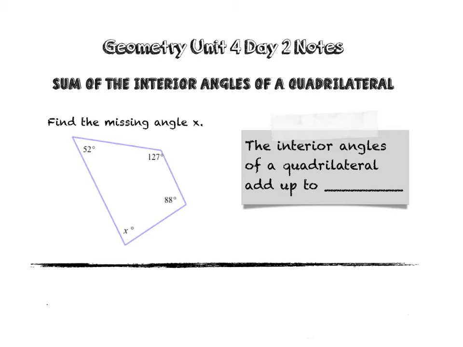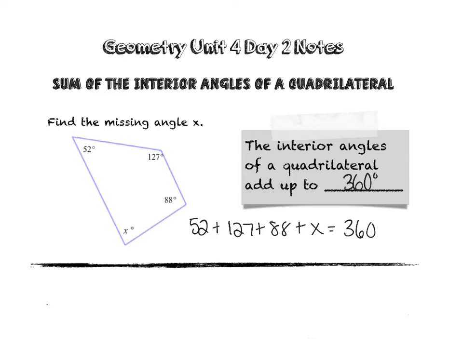So Unit 4 is all about the quadrilaterals, which are just four-sided figures. And the most important piece of information that you need to know about this is that the interior angles of a quadrilateral all add up to 360 degrees. So if I want to find this x, all I'm going to do is add up all the angles that they give me. So 52 plus 127 plus 88 plus x and set it equal to 360 degrees.